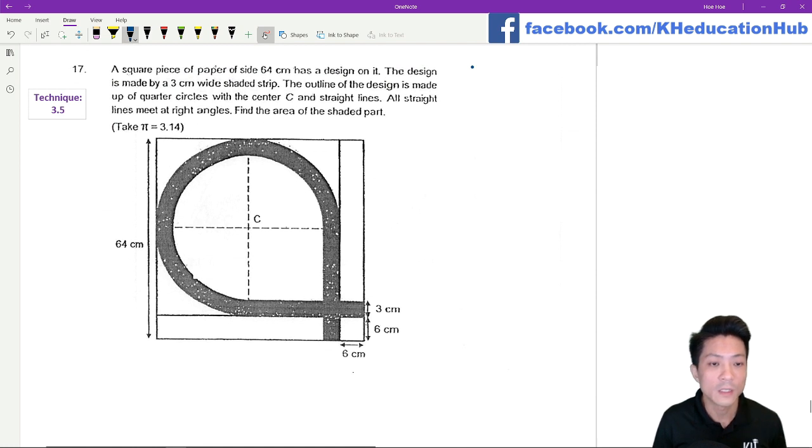Question 17. A square piece of paper of size 64 cm has a design on it. The design is made by a 3 cm white shaded strip. The outline of the design is made up of quarter circles, I think this is the quarter circle, with the center C, and straight lines. All straight lines meet at right angles. Find the area of the shaded part.